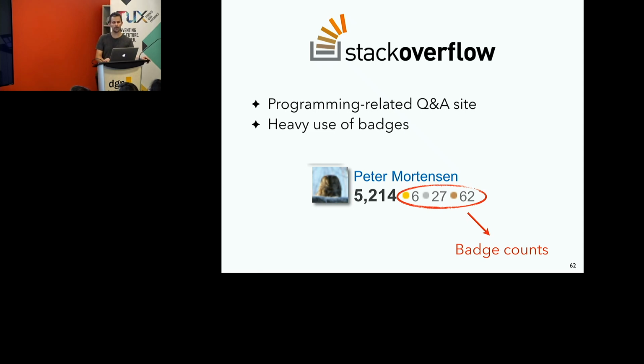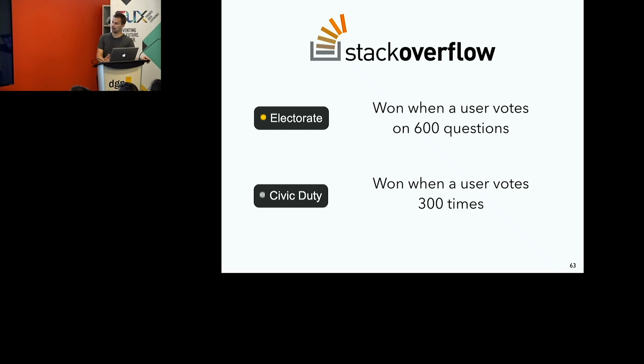I'm going to look at two badges in particular. One of them is the Electorate badge. You win this badge when a user votes on 600 questions. So I actually asked the founders of Stack Overflow why they had this weird badge, because it just seems so unlikely that someone would ever vote on 600 questions. And that was really the point.